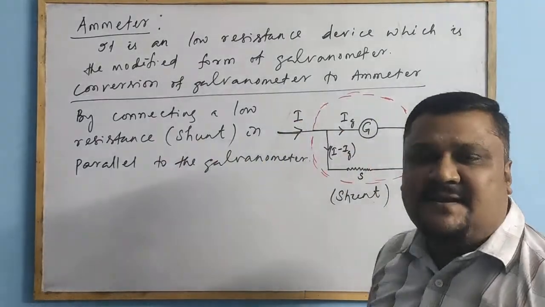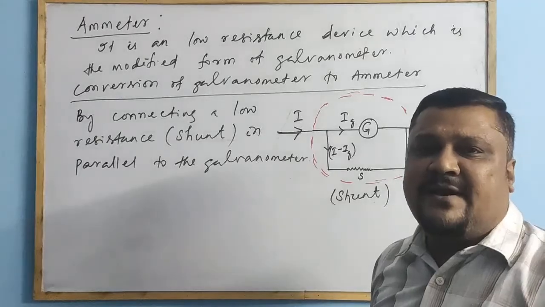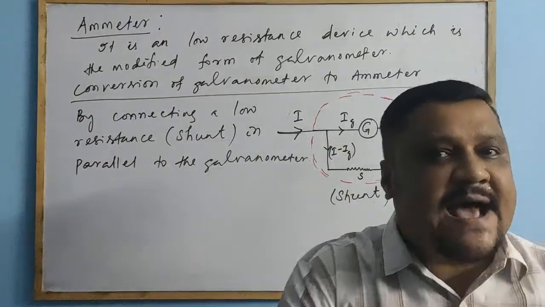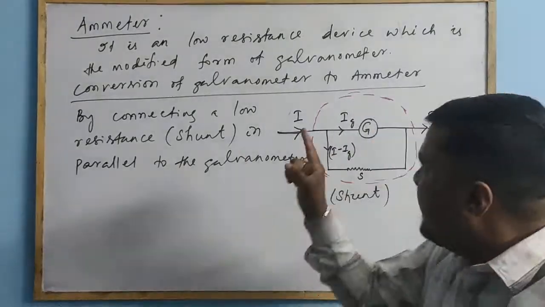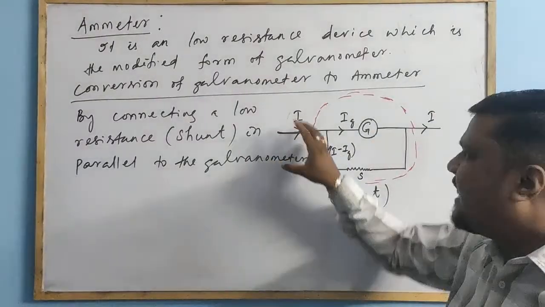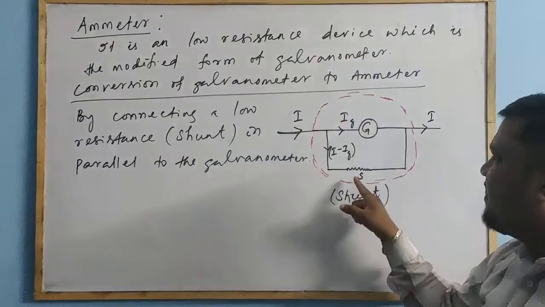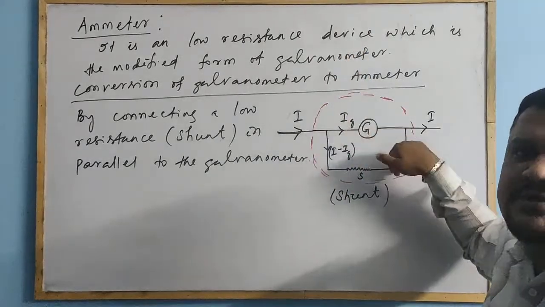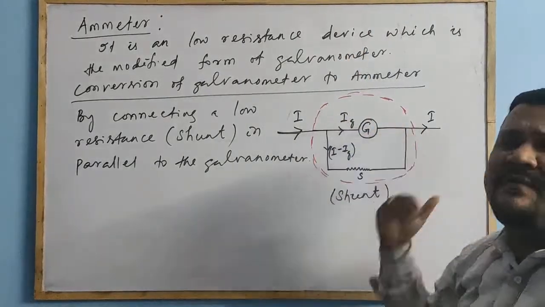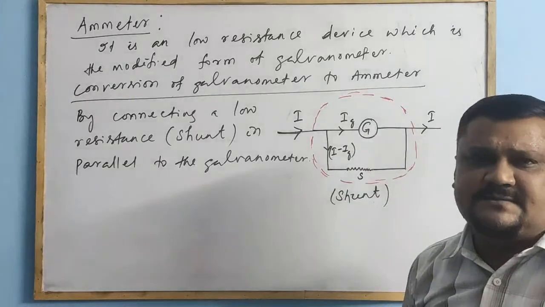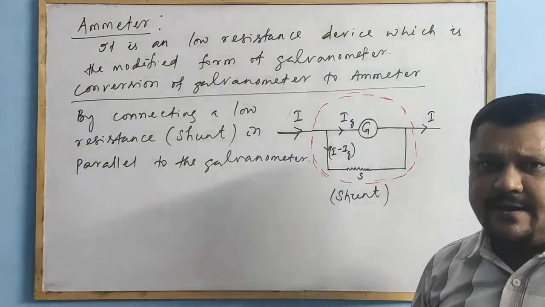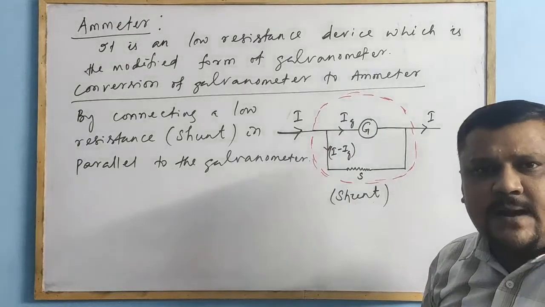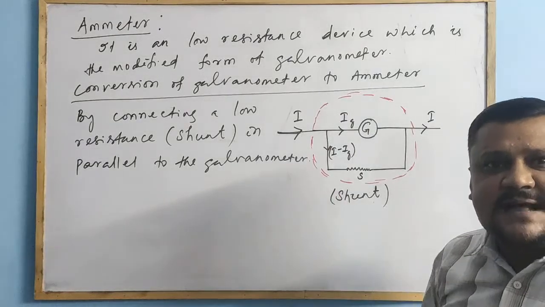Now go to the galvanometer case. A galvanometer cannot be used directly because when a large current flows, it gets damaged. If there is a large current, I may be very large, but because of the low resistance, most of the current will pass through the shunt. Only a small current goes through the galvanometer, so the galvanometer will not be damaged. The galvanometer is not damaged by the large current, number one. Number two is that it should be a low resistance.